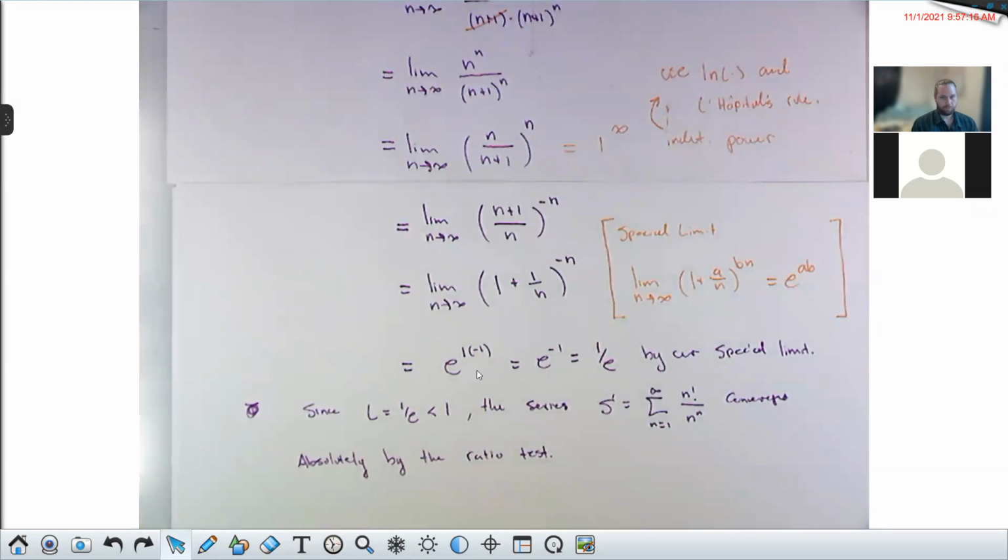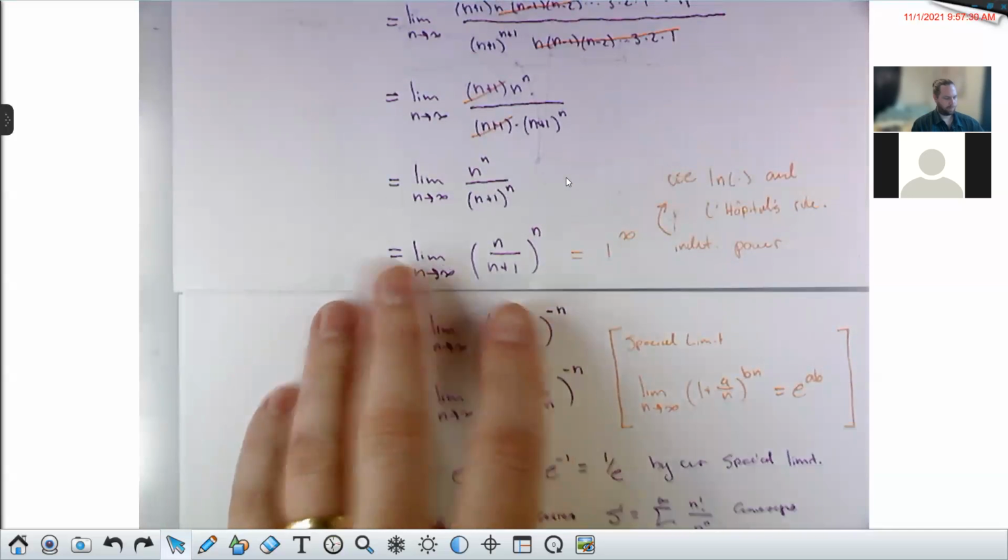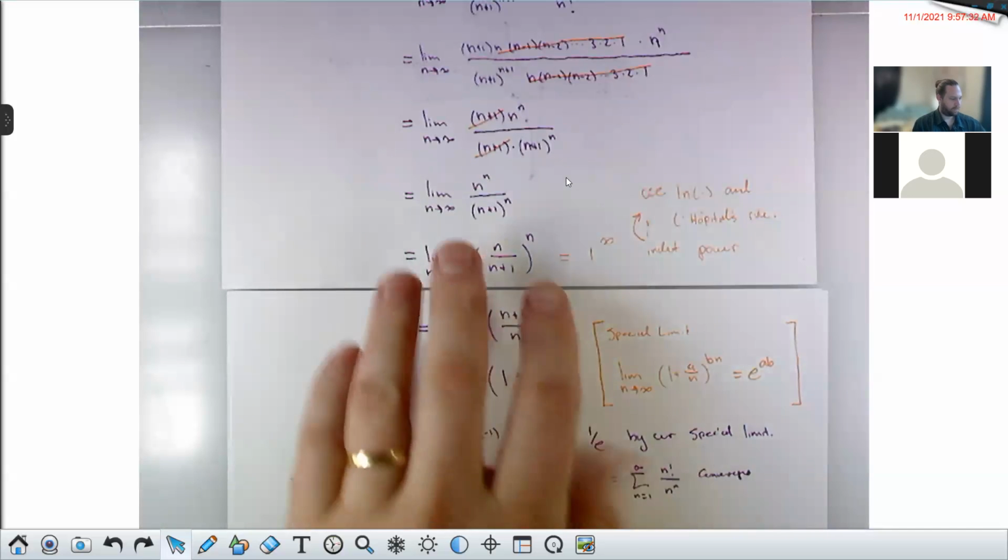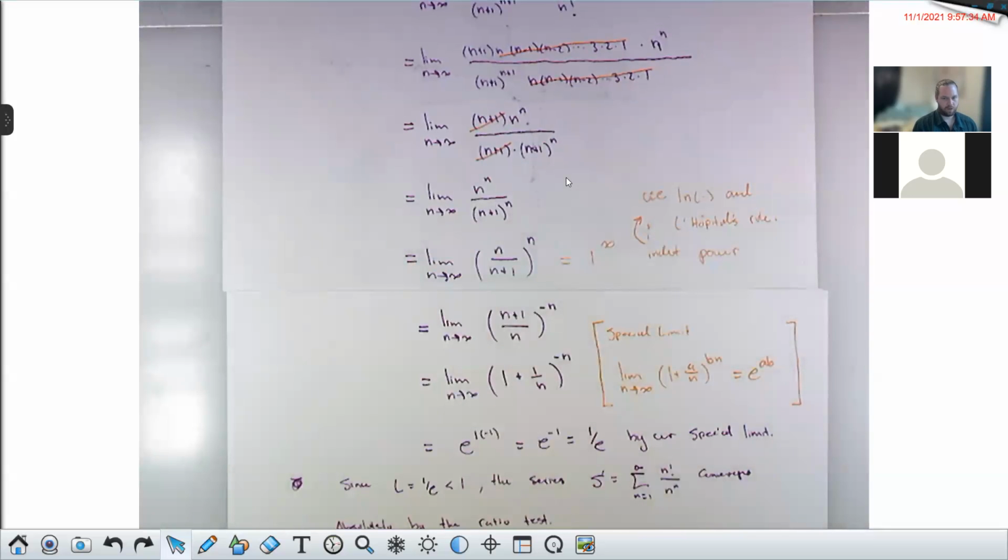Okay. I'm going to look at a problem from the study guide, the first one. We can do that. Before I do that, anything we want to look at more carefully here? Questions on what we did here, setting up the ratio test limit, simplifying the factorials, the algebra to get it into that special form.